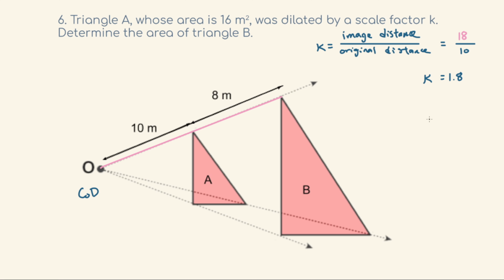If I know that the original area is 16 and the shape got 1.8 times bigger, then the area is actually going to increase by not 1.8 but 1.8 squared. So 1.8 times 1.8 is 3.24. So your area is going to increase by 3.24 times. We're going to take that original area and multiply it by 3.24, which is your k squared, and that's going to give you 51.84 meters squared. And that's the area of triangle B.